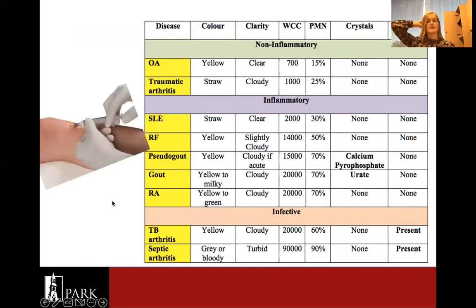So you can have your synovial fluid tested. They typically take it from your knee. It's kind of the easiest region to take it. And based off of the color and the clarity, and then a couple of other metrics, they can determine what disease you may possibly have. So if you have yellow synovial fluid, you may have osteoarthritis. If you have straw colored synovial fluid, you could have systemic lupus erythematosus.